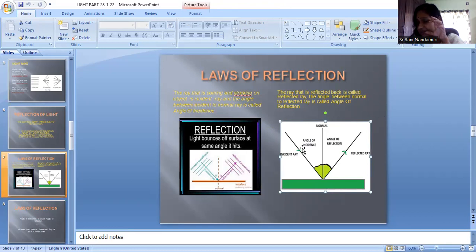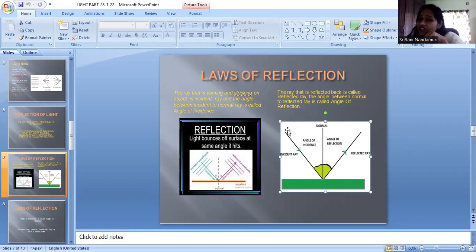Here the light ray is coming. Here you got terms: incident ray, reflected ray, and the normal. Just remember what an incident ray is. A light ray coming and striking an object is called the incident ray. A light ray which is reflected back after striking an object is called the reflected ray. Now, here, one more important thing.